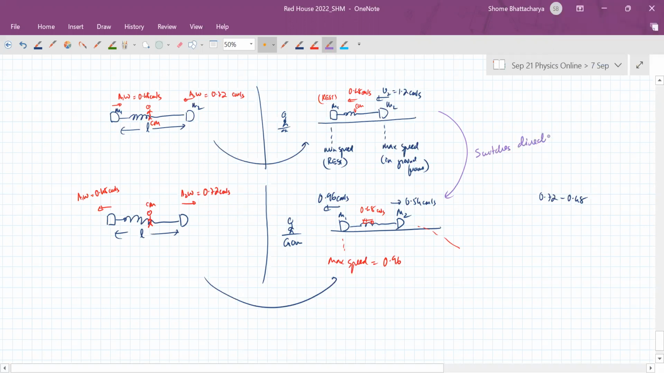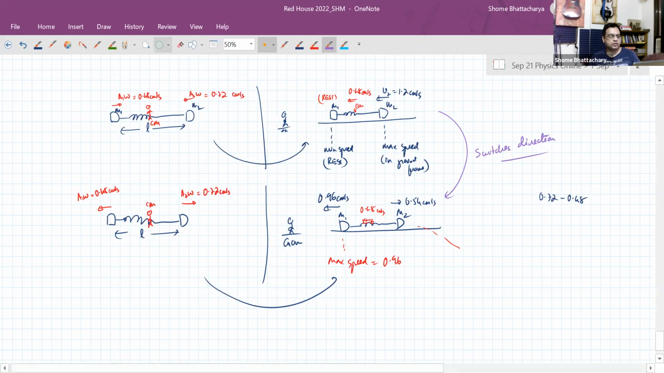It's 0.24, right? Which one? This is 0.24. Yeah, my mistake. It's 0.24. But the important thing is it switches direction. So if it switches direction, then at some point of time it'll be at rest. So its minimum speed for this block will be 0, because it must be coming to rest in between.